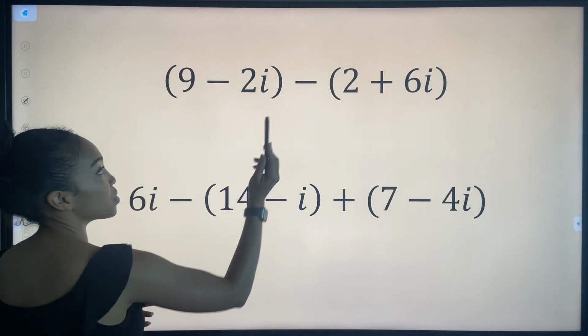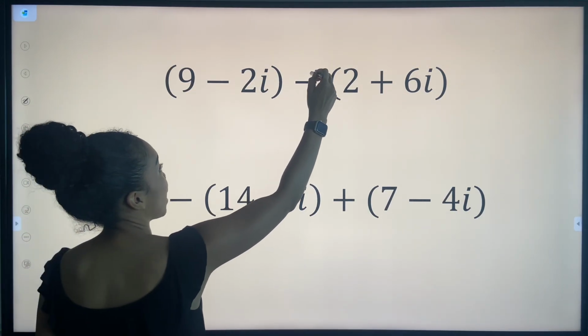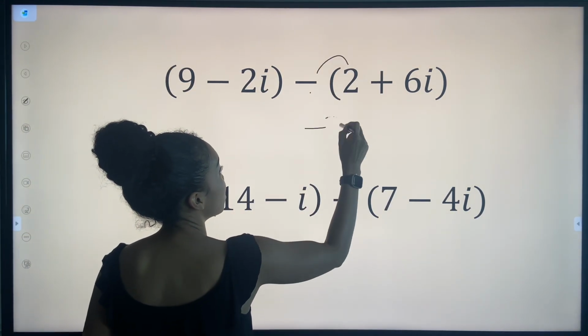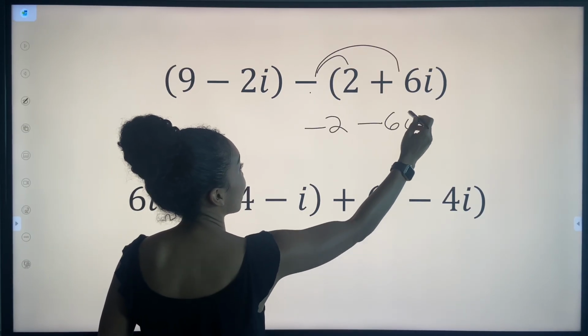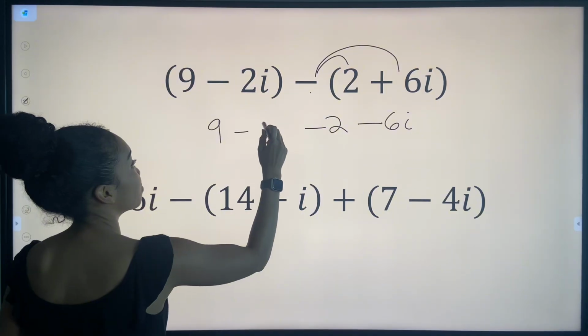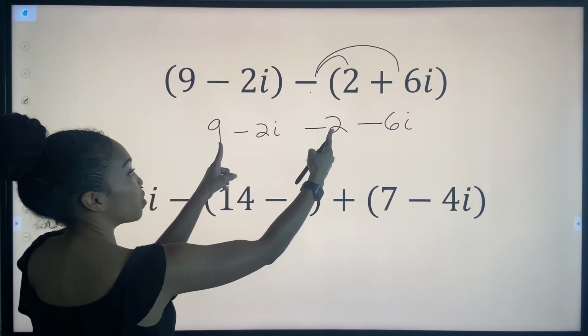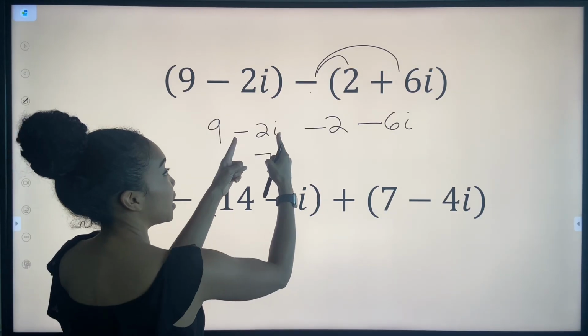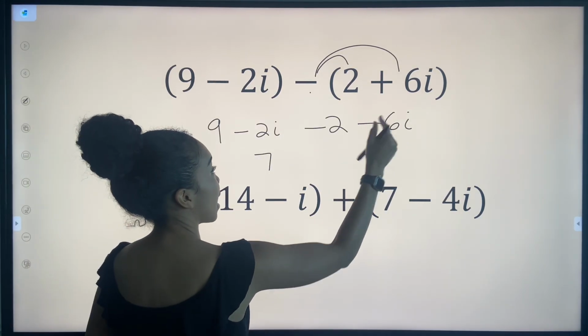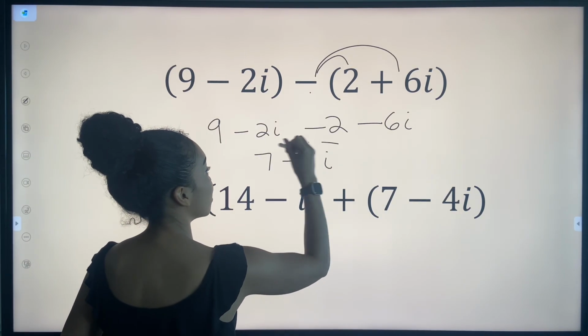Here are some examples with subtracting. This minus sign needs to go to both the 2 and the 6i. So this will be minus 6i, and I'll bring this part down. So we'll combine the real parts: 9 minus 2 is 7. Negative 2i minus 6i is negative 8i.